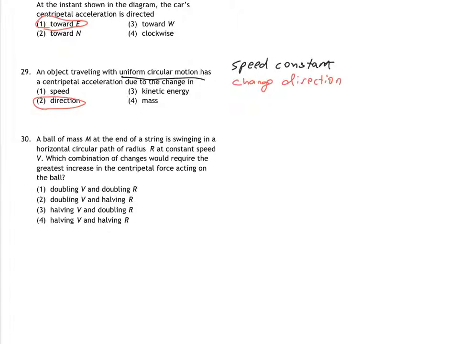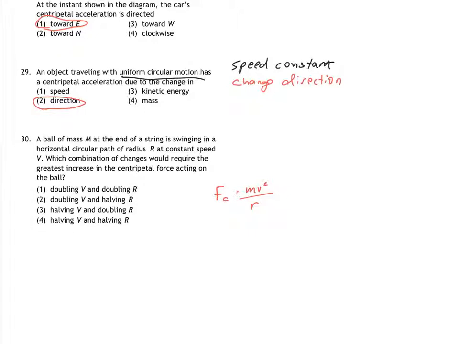And lastly, on this page, a ball of mass m at the end of a string is swinging in a horizontal circular path of radius r at constant speed v. What combination of changes would require the greatest increase in the centripetal force acting on the ball? So we can use this equation, which isn't on your reference table, but it's made of pieces that are on your reference table. And it says that we have a ball, it's of mass m, r, and v.